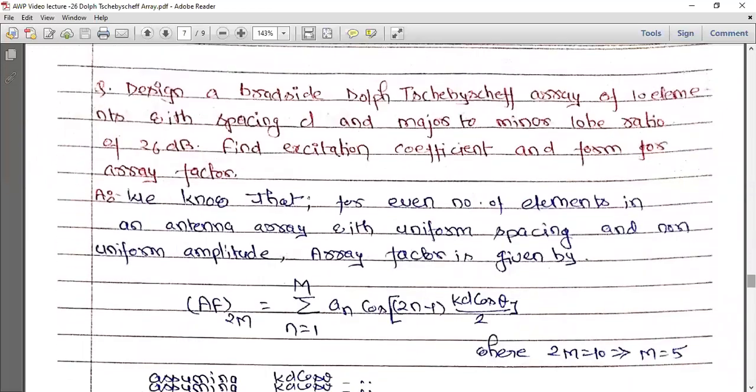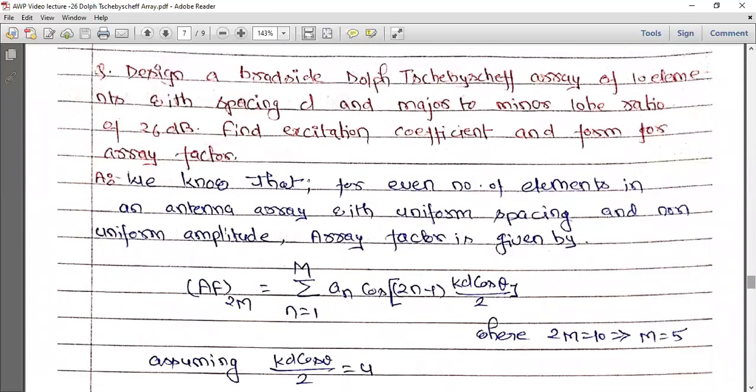Okay, so now to understand how to design a Dolph-Chebyshev antenna array, we solve a numerical here. Design a broadside Dolph-Chebyshev antenna array of 10 elements with spacing d, and major to minor lobe ratio given as 26 dB. Find the excitation coefficients and the form for the array factor. The form for the array factor I will leave for you. Once you have a1, a2, a3, a4, a5, you write the expression for the array factor on your own.